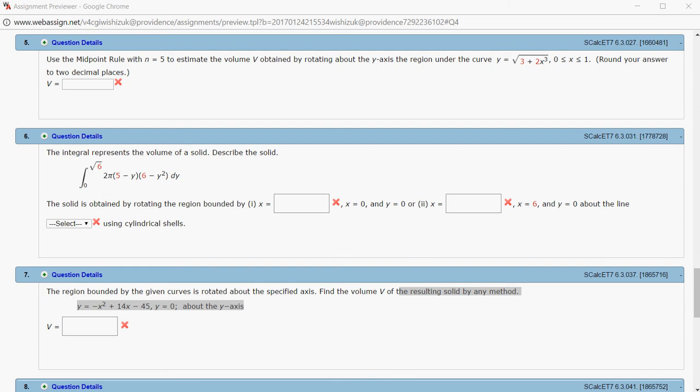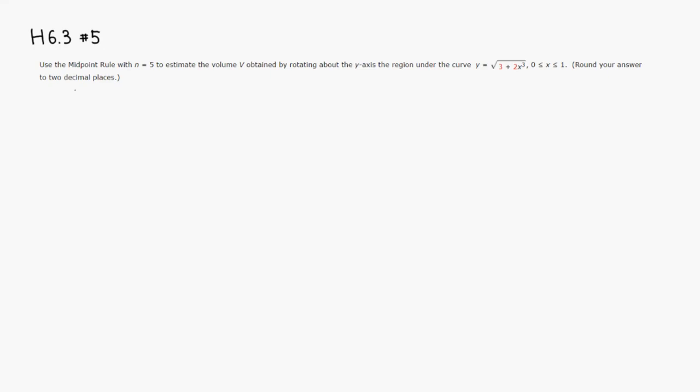Alright, let's look at homework 6.3, problem number 5. We're going to use the midpoint rule with n equals 5 to approximate the volume of the solid of revolution. So let's do that here. First, let's draw a picture.